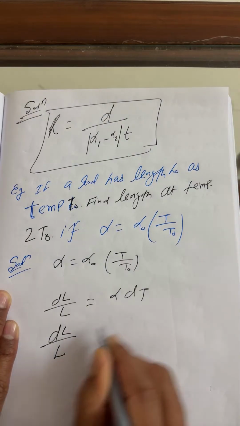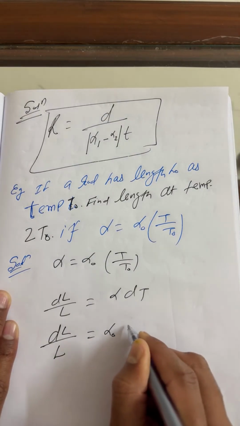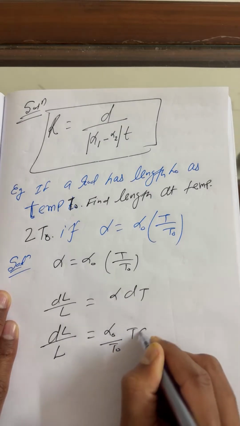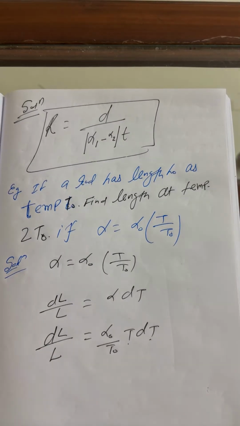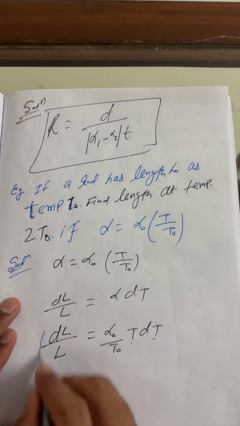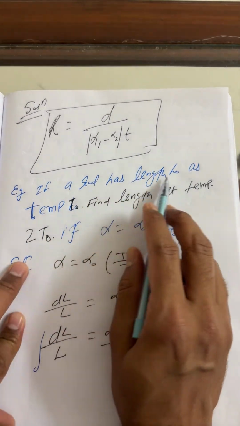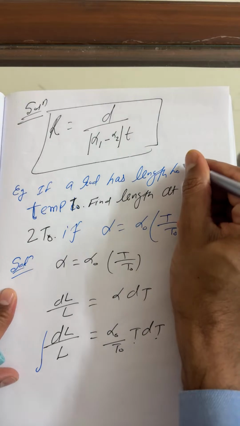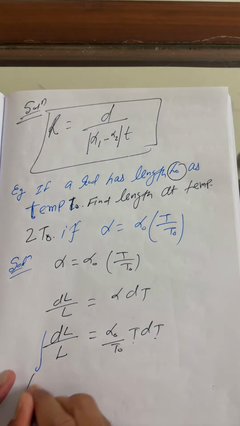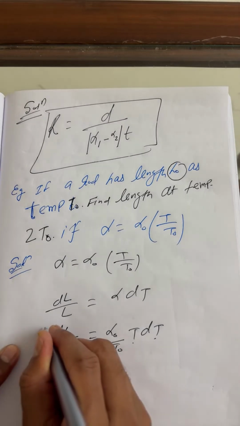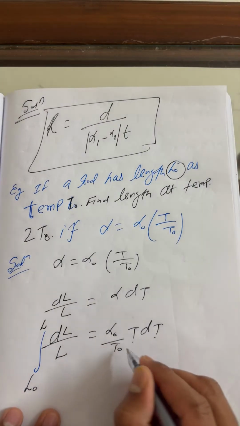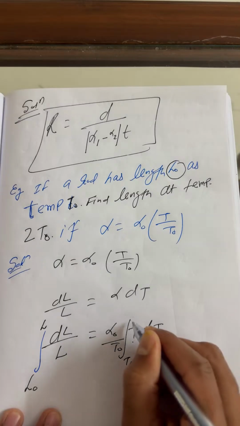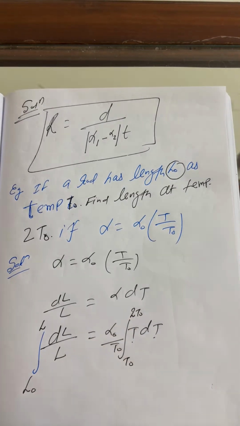Now I'm putting alpha here, so this is alpha naught upon T naught, into T, into dT. This is also temperature. So dL by L, just integrate both sides. What is the length initially? If the rod has length L naught, this is L naught. Let us suppose L is the final length of the rod. The temperature here is T naught, and this is 2 T naught.